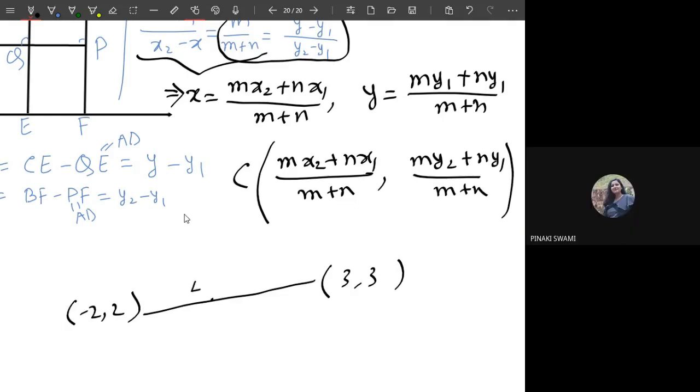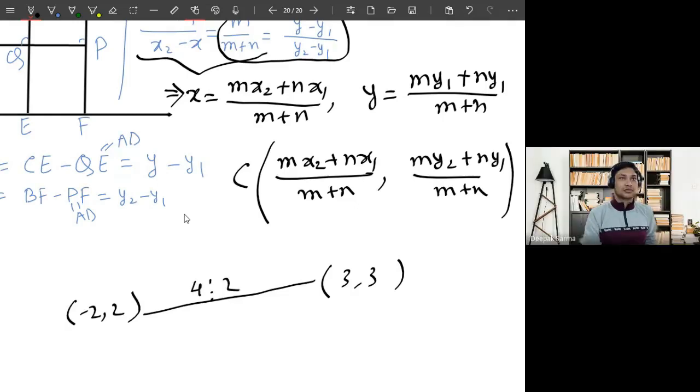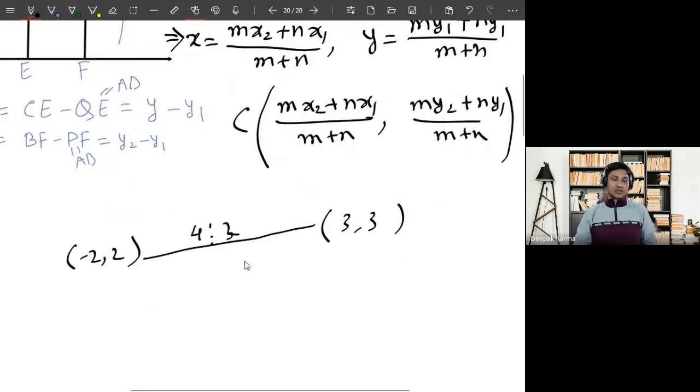4:2. Okay, 4 is to 2. So this part, 4 is to 2, is actually 2 is to 1. Okay, so let us write 4 is to 3. So what is given?